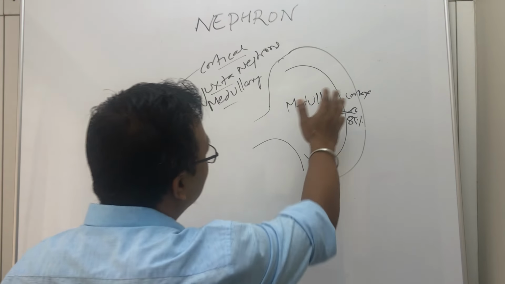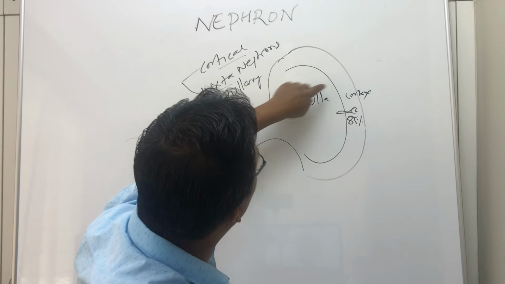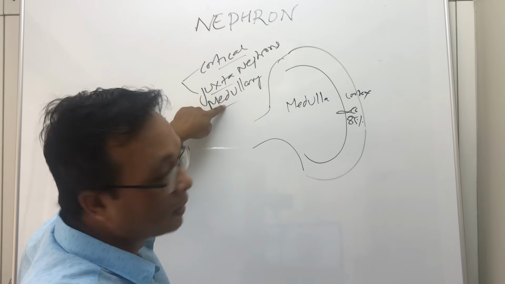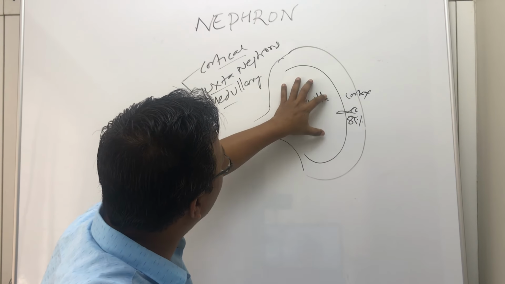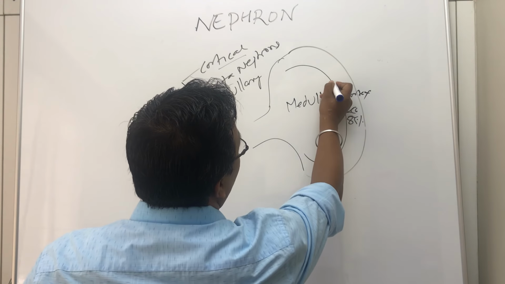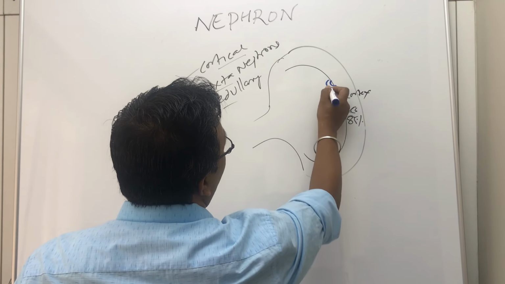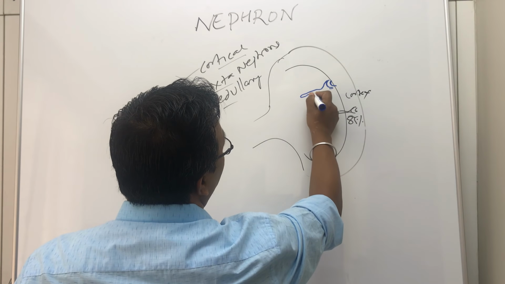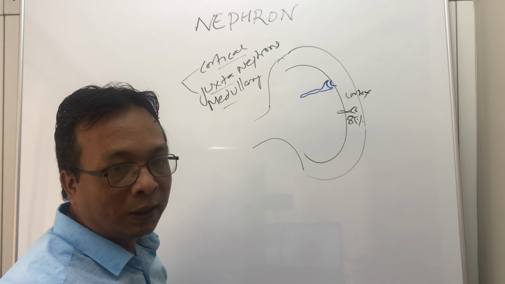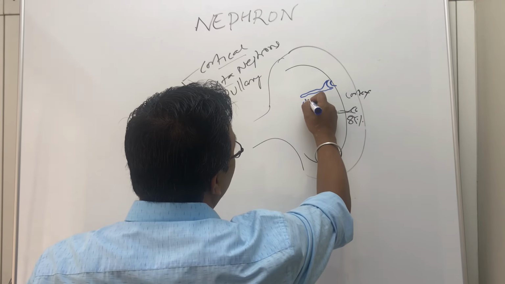Okay, but some nephrons are in the borderline. They start from the borderline between cortex and medulla. So the name is juxta-medullary nephrons, meaning this is the medulla, so at the border of the medulla. So some nephrons, 15% of the nephrons, have their Bowman's capsule here, you see, and they will go deep into the medulla. So these are called juxta-medullary nephrons.